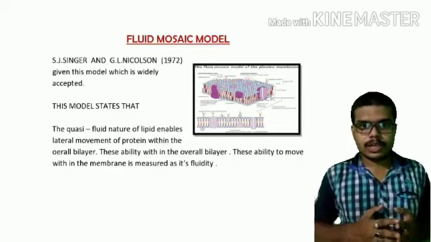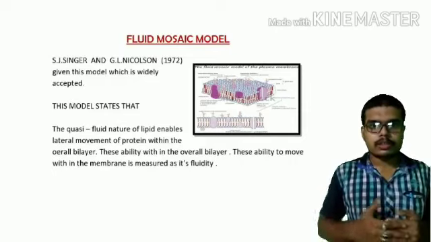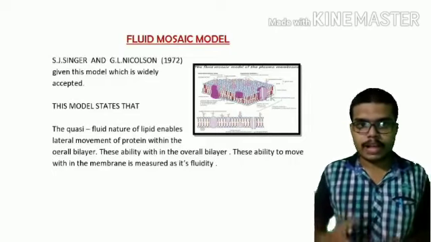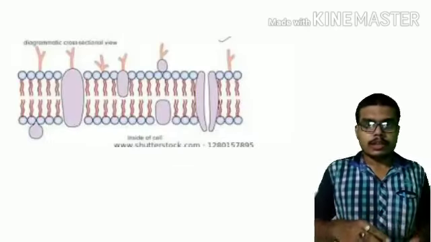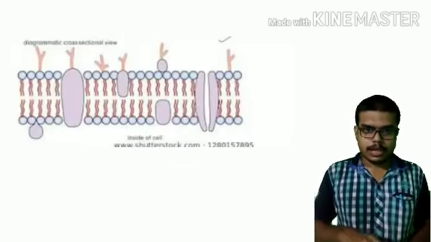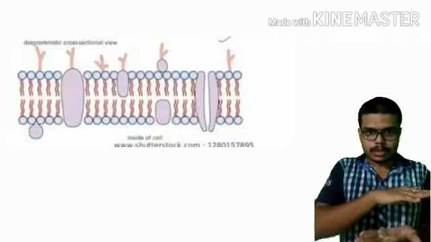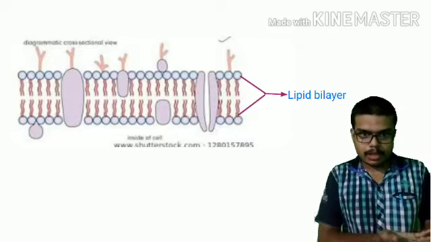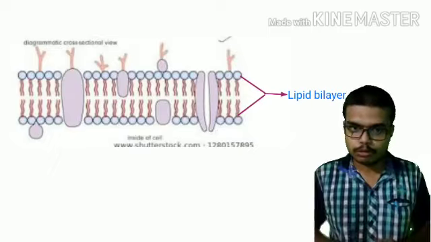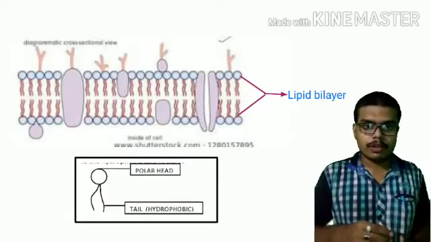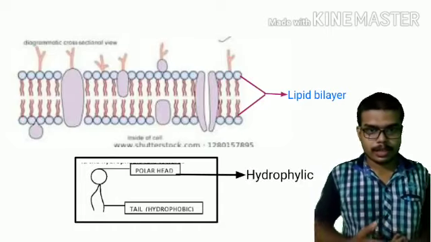So what the model states, I have told it. Now I will explain it in my own language, so that you can better understand that. If we look at this diagram, here two layers are there. One lipid layer is here and another lipid layer is here. These lipid layers are made up of lipid molecules. These lipid molecules have two ends. One hydrophilic end, another one is hydrophobic end.